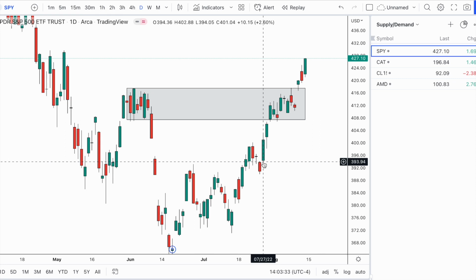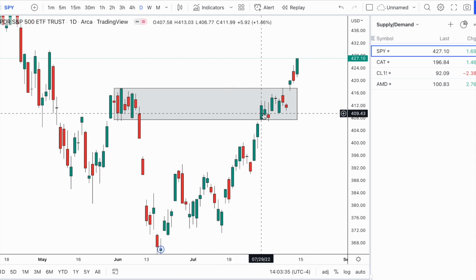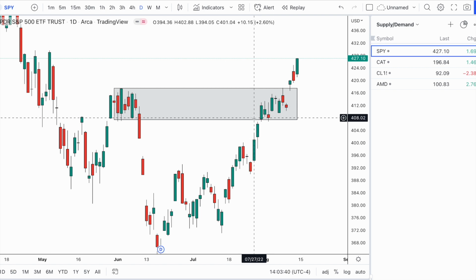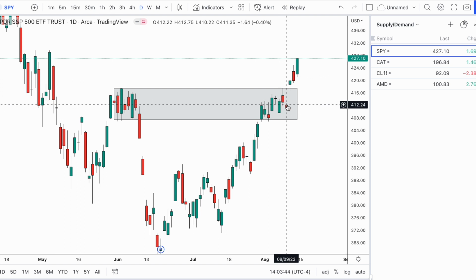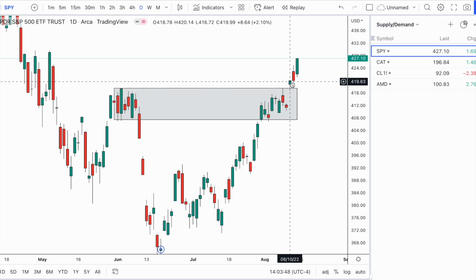As you can see on SPY, price comes into this supply zone. We close inside of it on the daily, and we spend 1, 2, 3, 4, 5, 6, 7 more days in the zone before it ends up actually breaking and not working. So how do we use this to our advantage?